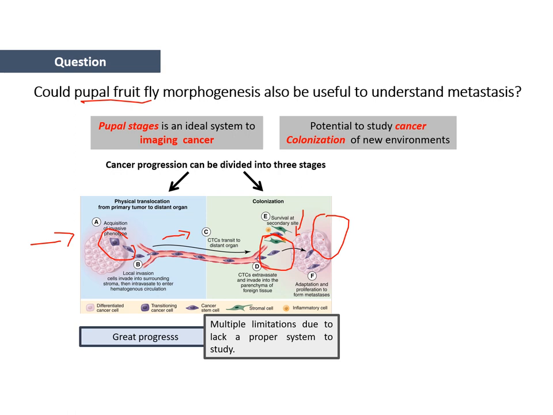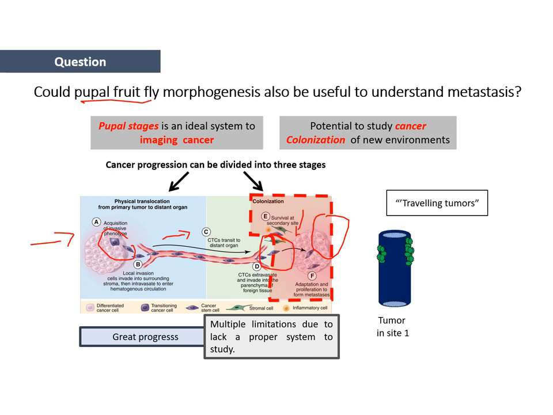And there are multiple limitations to study that. In particular, there is something called traveling tumors, the CTCs. This last section is particularly difficult. And I'm going to show you what some students tried to do to study this question. I'm going to show you how they found that from one tumor, you can start seeing pieces of cells dropping and separating from the tissue, and starting to move in different directions.